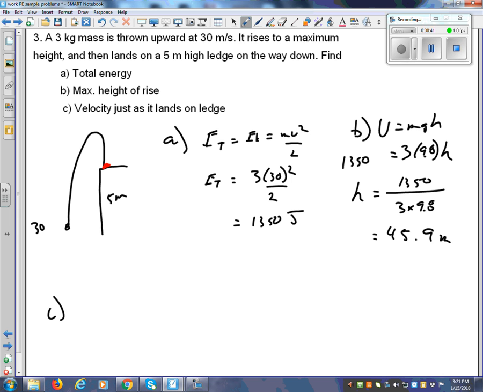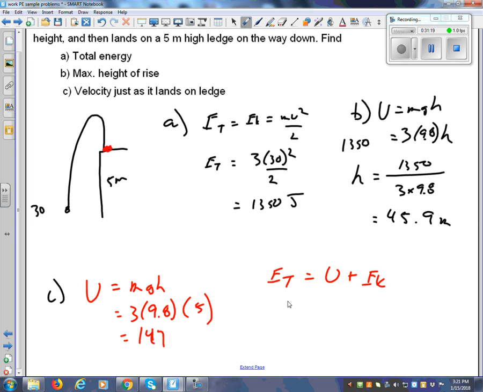Okay, so how do we do C? Velocity just as it lands on the ledge. So right here, the ledge is 40. Basically you want to know how fast it's going when it's 5 meters high, right? So I think all we got to do is go U equals mgh. 3 times 9.8 times 5. Dang it, I did do 5. It wouldn't be the change in, I'm not sure. That's 147. This is the third time that I did the first step.